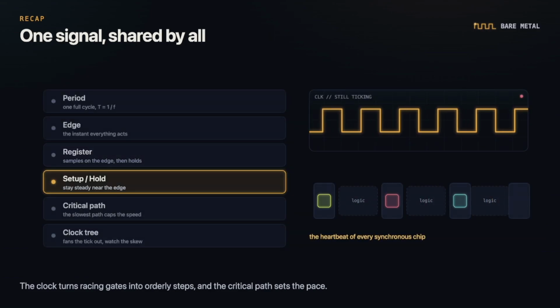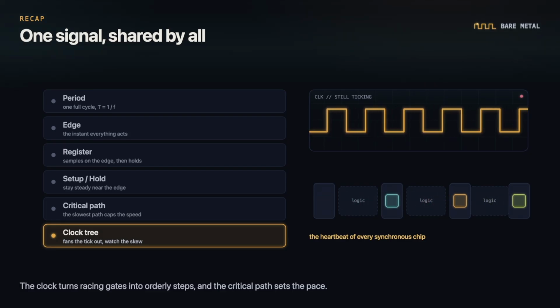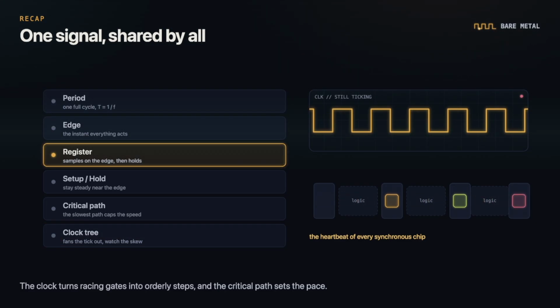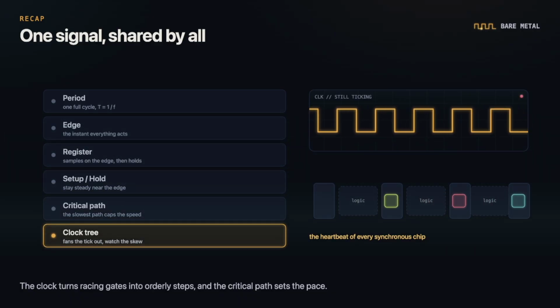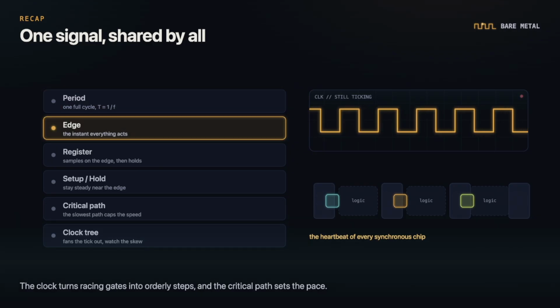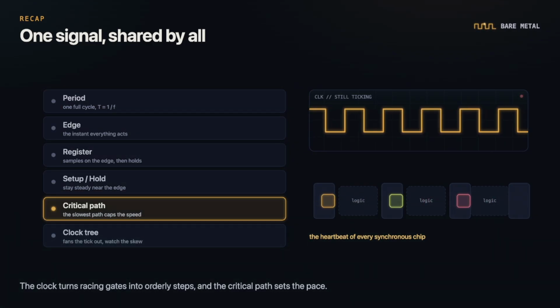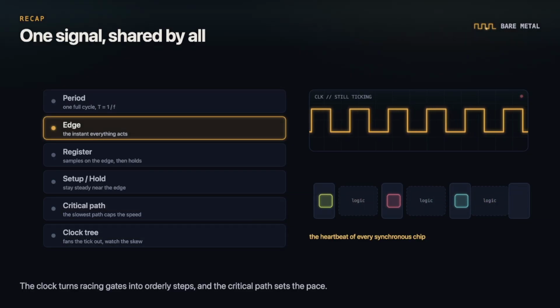So that is the clock, a single steady signal shared by everyone. Its rising edge is the agreed instant to act. Registers sample on that edge and hold. Setup and hold keep the data still around it. The critical path sets how fast you can tick, and the clock tree delivers that tick everywhere at once. One signal, turning a chaos of racing gates into ordered computation.